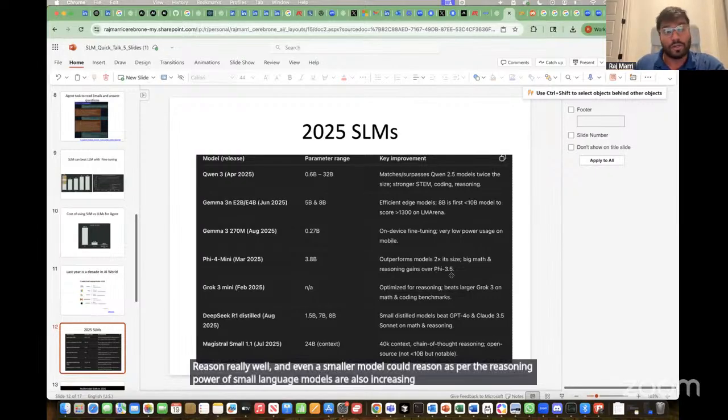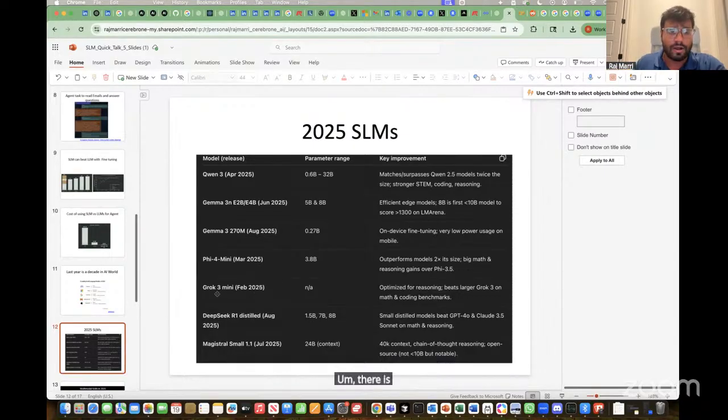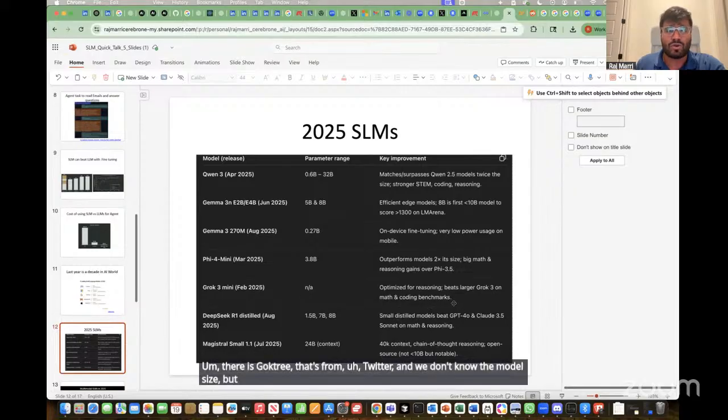There is Grok 3, that's from Twitter, and we don't know the model size, and it's more closed source. There are very few models, and I don't use Grok honestly. I use ChatGPT a lot. I use Qwen models for multimodal models and all. DeepSeek R1, they also came up with smaller models. So DeepSeek is not just a huge model, but they also have distilled versions.